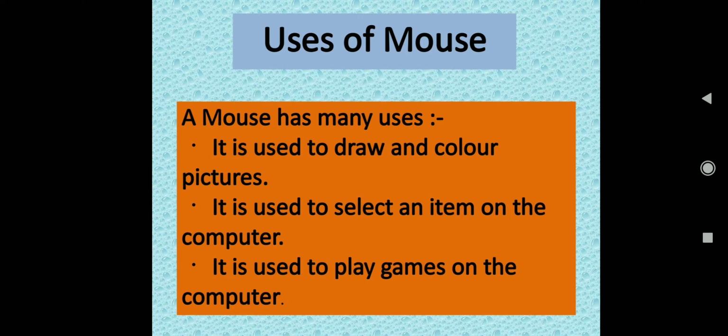Now we learn about the uses of mouse. A mouse has many uses. First, it is used to draw and color pictures. Second, it is used to select an item on the computer. Third, it is used to play games on the computer.